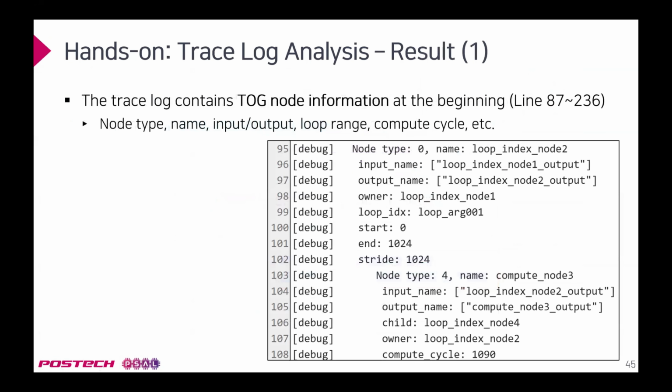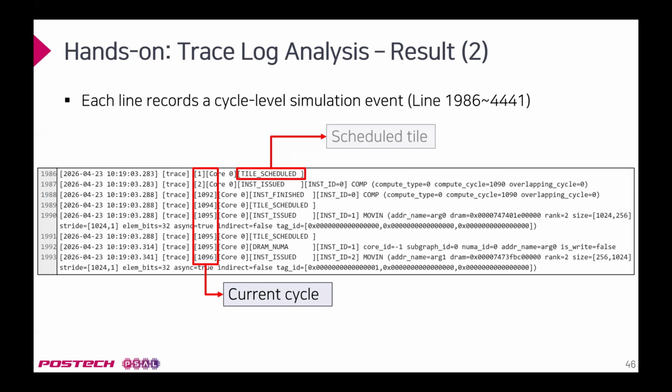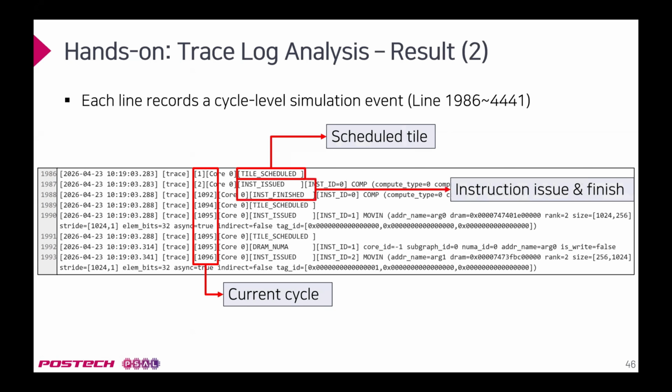At trace level, you can find the TOG node information. And later in the file, you get the cycle level simulation events. Each line records a single event with a timestamp. You can see when the tile is scheduled and instructions are issued and finished.